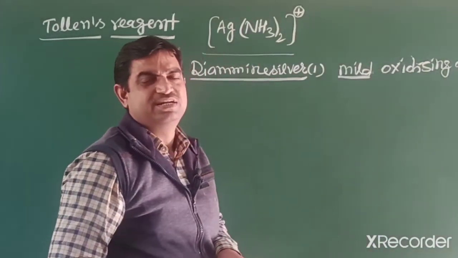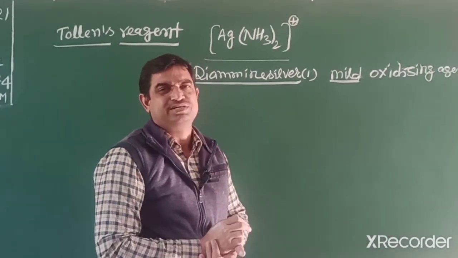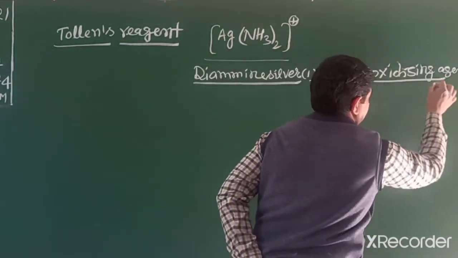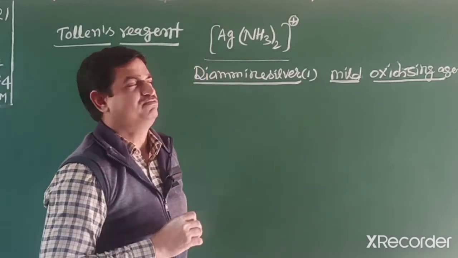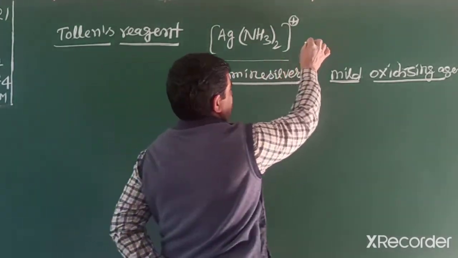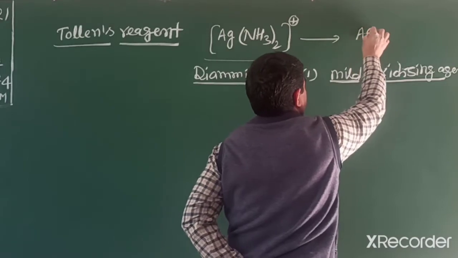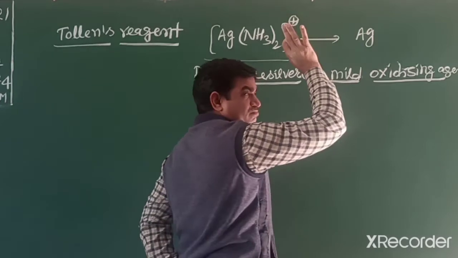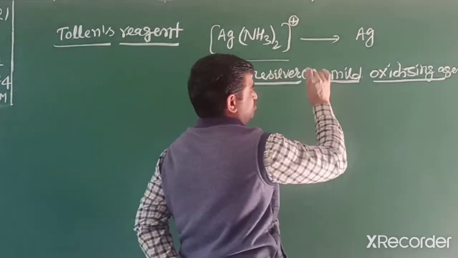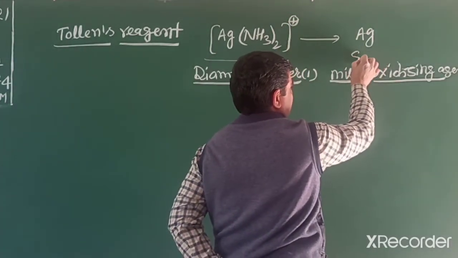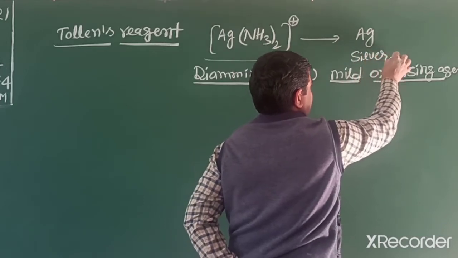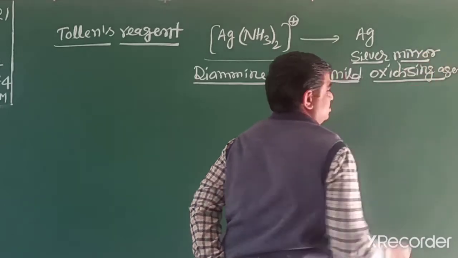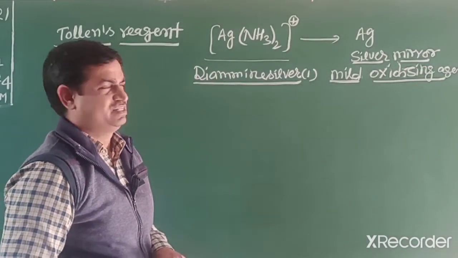It oxidizes aldehyde into the corresponding carboxylic acid and is itself reduced. What do you mean by oxidizing agent? An agent that oxidizes others and is itself reduced. So this reagent is reduced into silver, meaning +1 changes into 0 by gaining 1 electron. By this reaction we get a silver mirror, so this test is known as the silver mirror test.